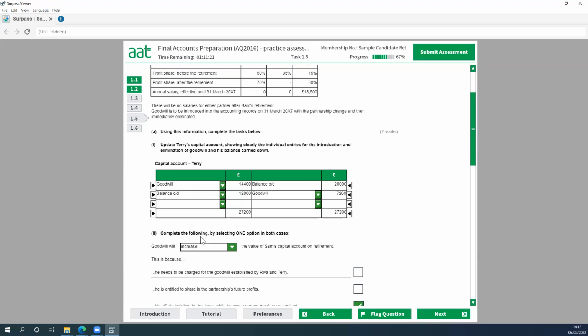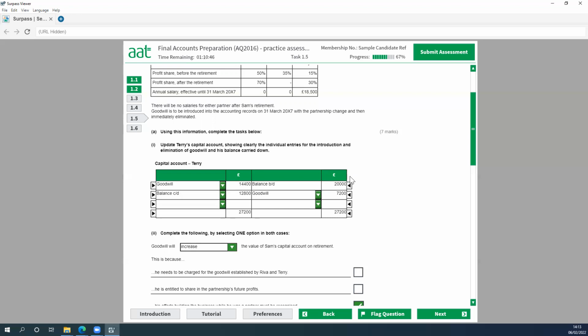It says, complete the following by selecting one or both of the cases. So goodwill increases the value of Sam's capital account on retirement. It does, because what happens basically is, first of all, we would have credited the account when we closed it previously. So start again. We debited the goodwill in relation to the goodwill account, but then we credit it to close it, didn't we? So it increases Sam's capital because it stays in Sam's capital on retirement, doesn't it? Do you see what I mean?